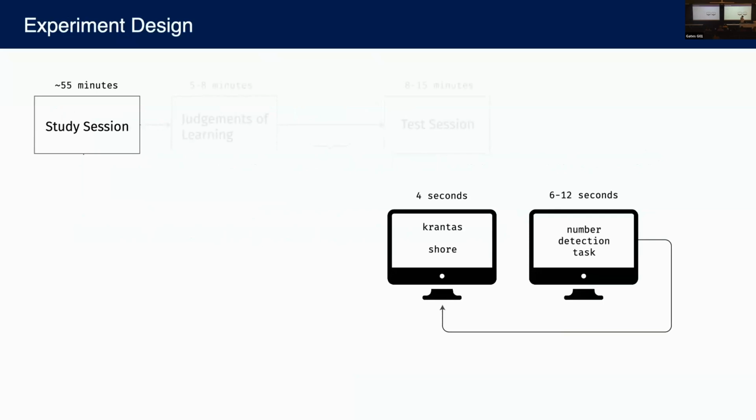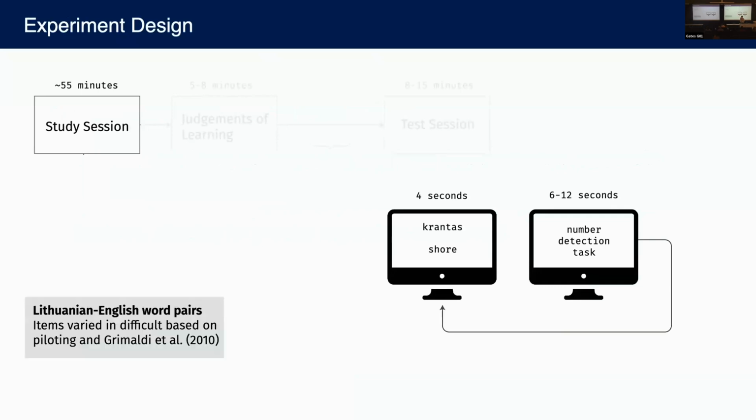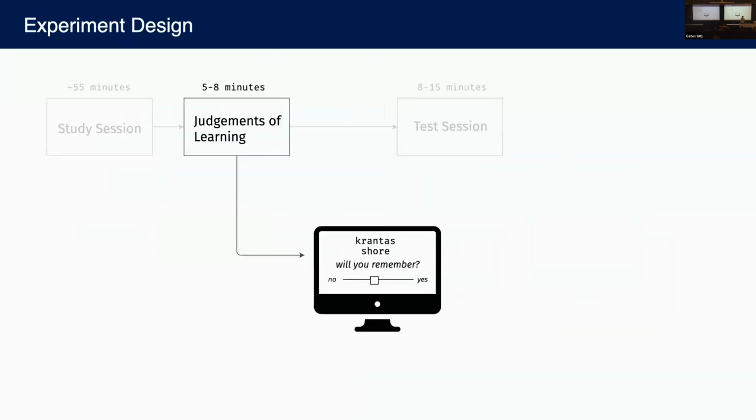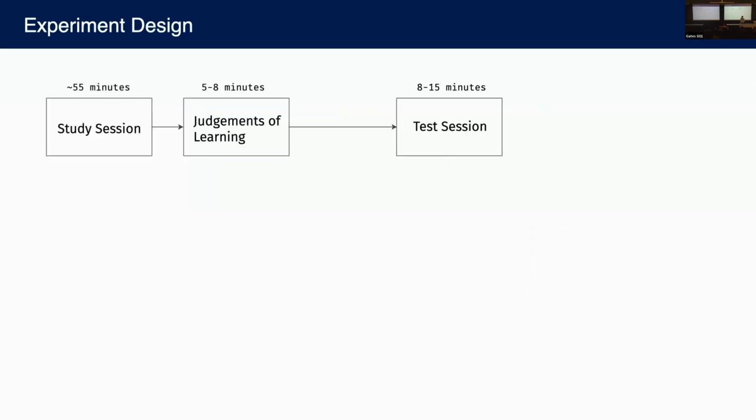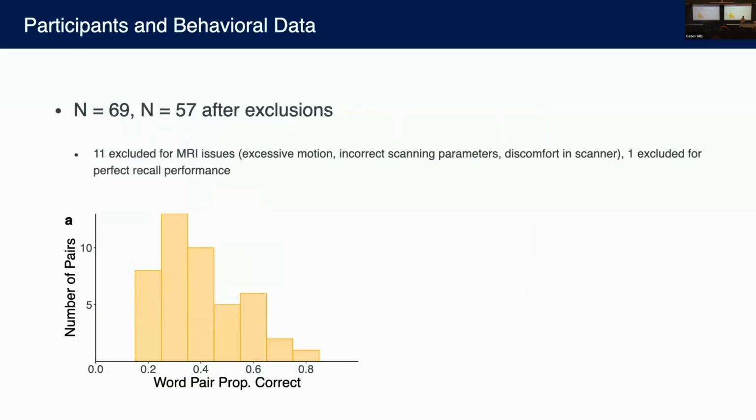We basically had people study pairs of Lithuanian words. I'm going to skip over this, but like the task that I showed you before, people would study these pairs and then do a distractor task. And then later they would do a cued recall test where they would have to respond with the corresponding English word within 12 seconds. They did the study session in the scanner and then did the rest of the experiment out of the scanner.